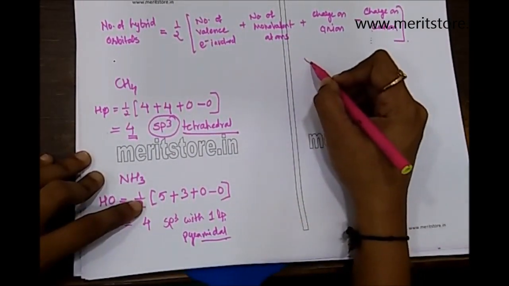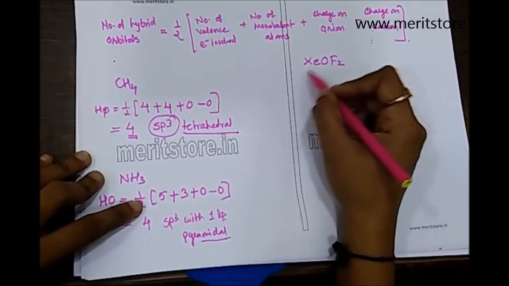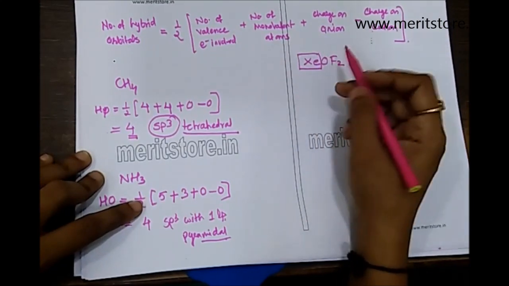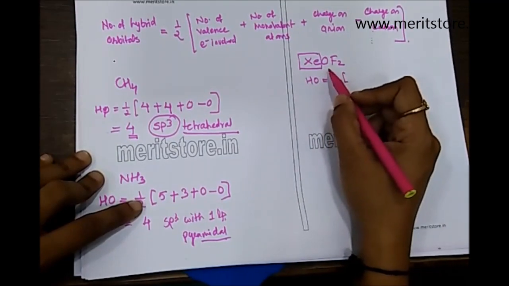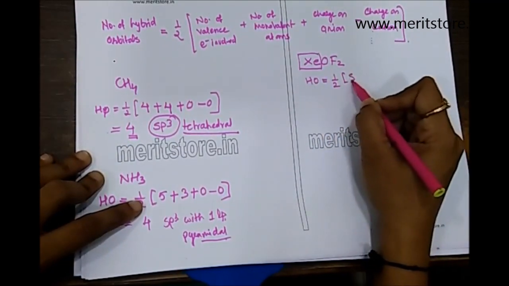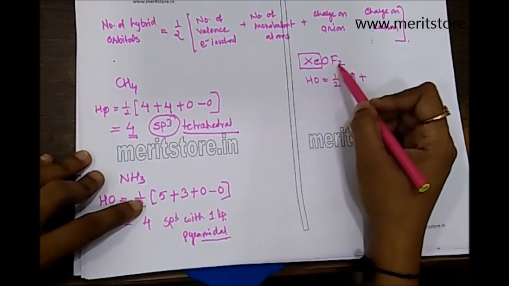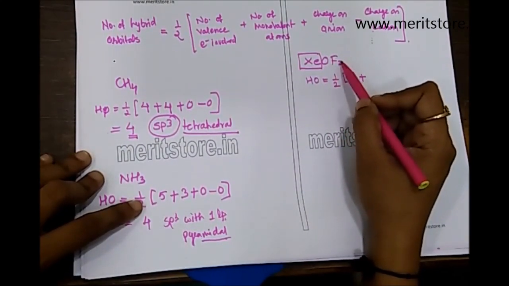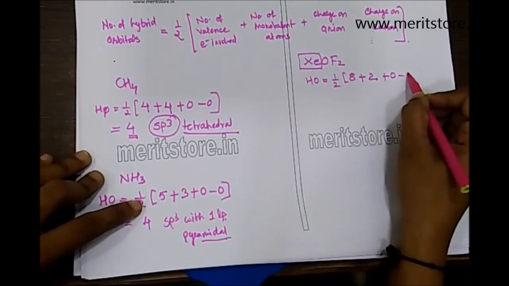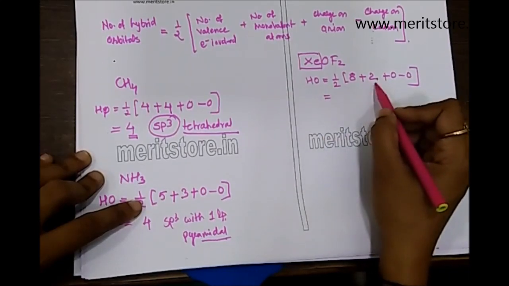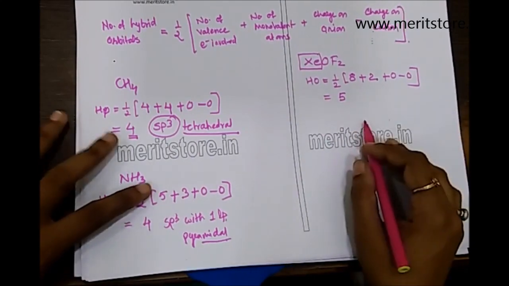Let us say we are calculating for XeOF2. I need to find the hybridization and the geometry of this molecule. So I will calculate for Xe. Hybrid orbitals will be equal to half, xenon is a noble gas and hence the number of electrons in the valence shell is 8, plus monovalent atoms. Now oxygen is divalent, so I will calculate for the fluorine only. Fluorine is monovalent, so I will add 2 into this. It's a neutral molecule, so plus 0 minus 0. This is 8 plus 2, that is 10, divided by 2, that will be equal to 5.